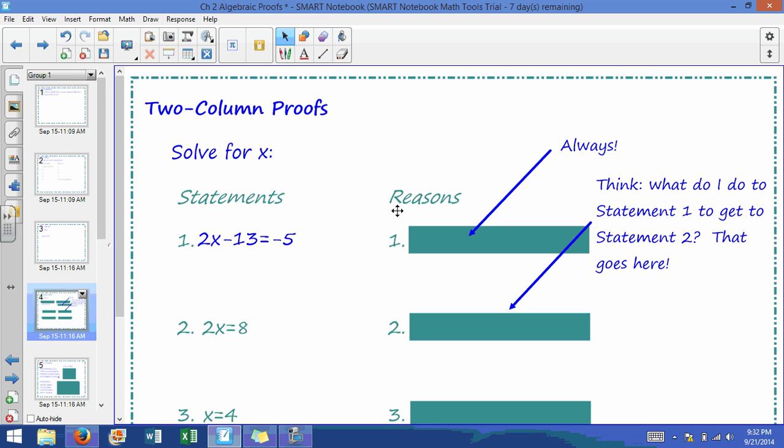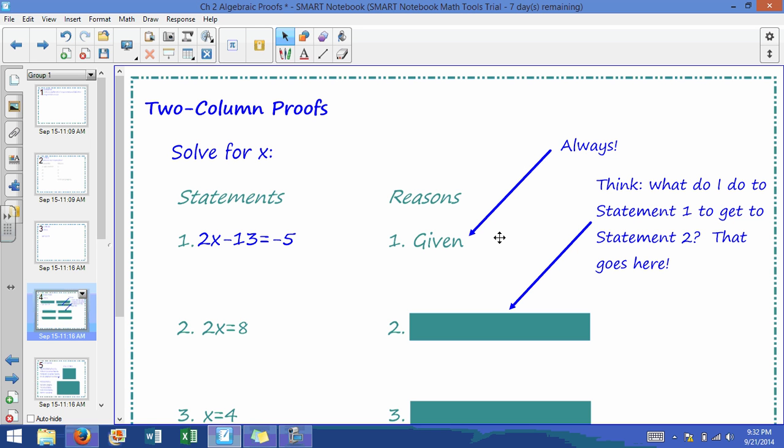Okay, now there's a couple of rules when it comes to filling out this reasons column. The first rule, always, always, always, is given. Okay, you are just given a problem. You don't have to think about it at all, you just write the problem down. So number one thing is always, always, always given.